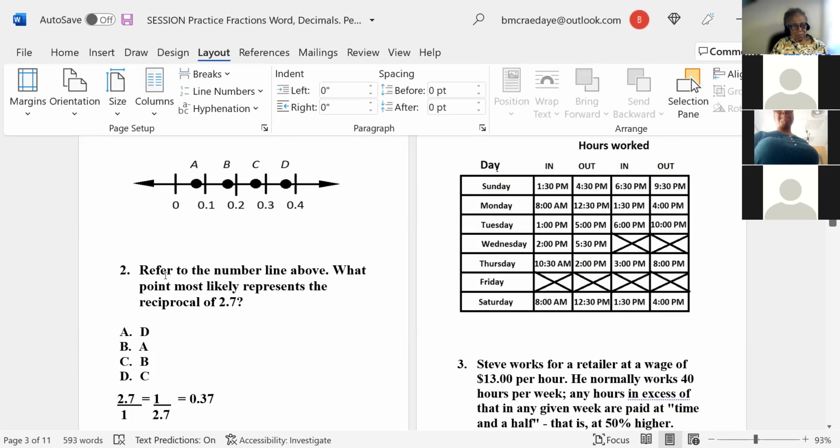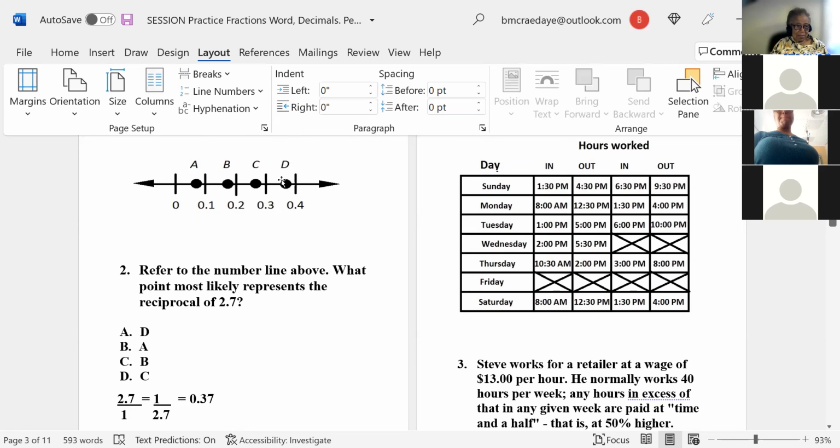The position. I'm looking at the line at the 0.3. Well, if you have a point here, it's between 0.2 and 0.3, right? Which means it's 0.2 or greater, but less than 0.3. But 0.37 is greater than 0.3, so it has to be between 0.3 and 0.4. And the only point between 0.3 and 0.4 is D.